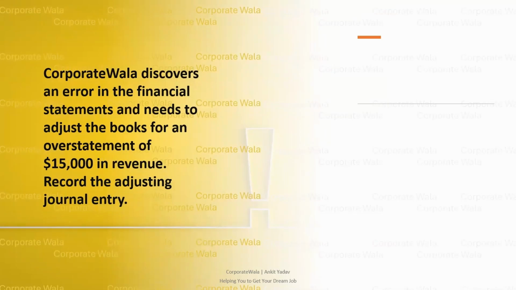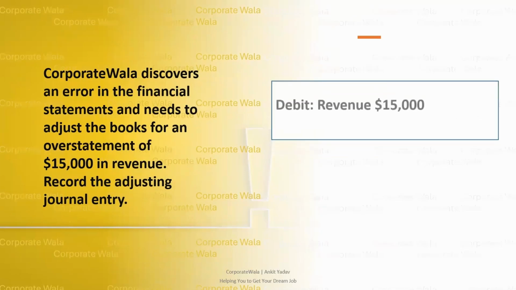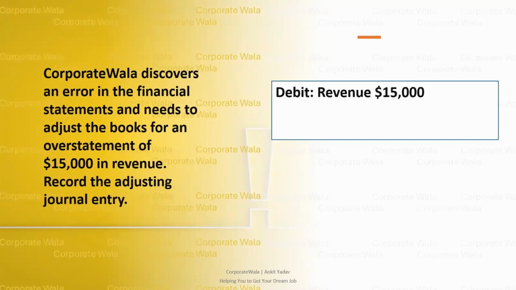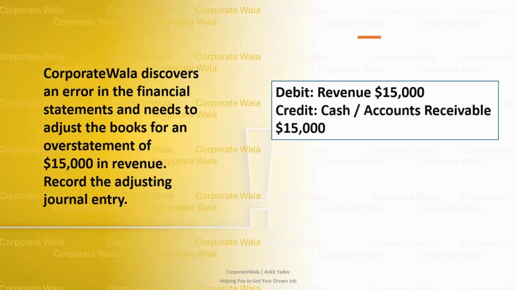So what will be the journal entry? Earlier we would have recorded a credit in the revenue account. So we will debit it by $15,000. And what will be our credit here? Because the question is not clear, we will either credit the cash account or the accounts receivable account. Why cash account and accounts receivable account? Because we are not sure whether this amount relates to a cash sale or a credit sale. That's why you can use either of these accounts.